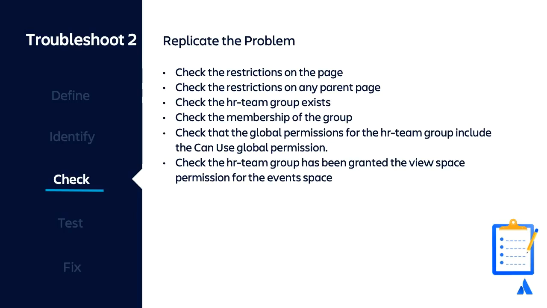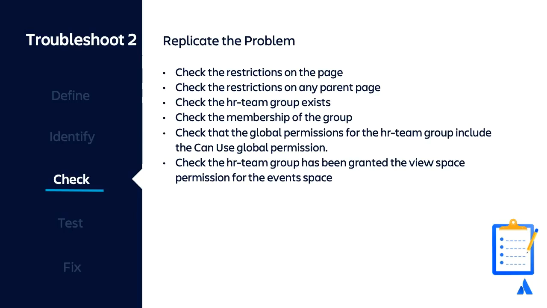So the page exists, some users can access it, and the HR team group is included in the list of users and groups who can view the page. The page-related permissions are in place. The problem must be with a higher level permission. Let's look at the highest level. Has the group been given the can-use global permissions for this Confluence instance?